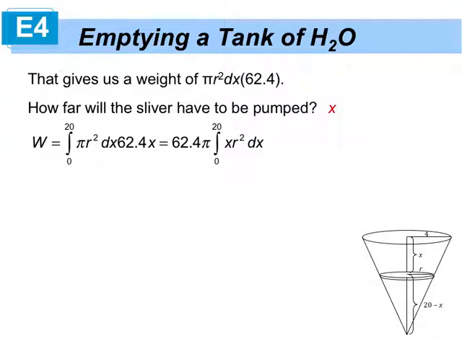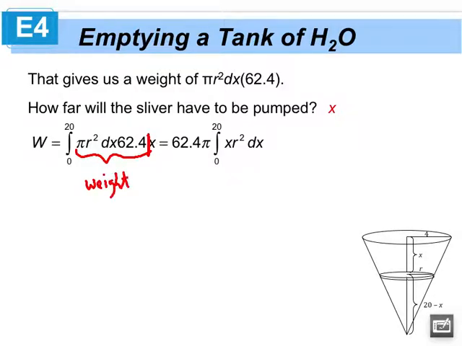Now, let's explain the parts of this. What does that represent? The weight of the sliver. The x is the distance. And you'll notice that's why the dx isn't on the back end. I purposely left it in there so we could group that whole weight term together.